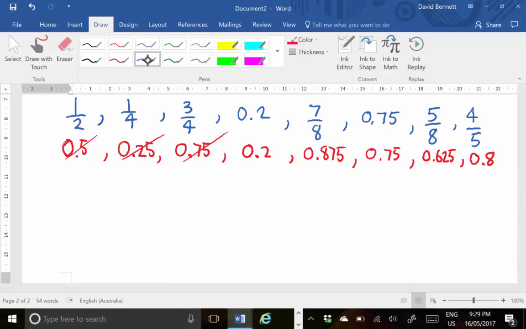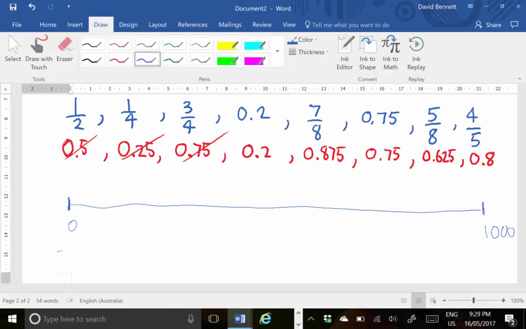Now I've just got another little task for you. If I have my number line, a bit wobbly, that line there, on that number line I'd like you to place the following between 0 and 1,000. So that goes 0 and 1,000.